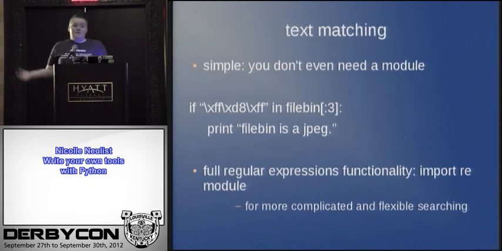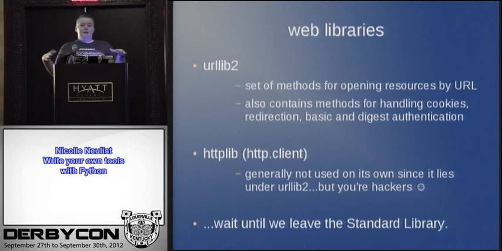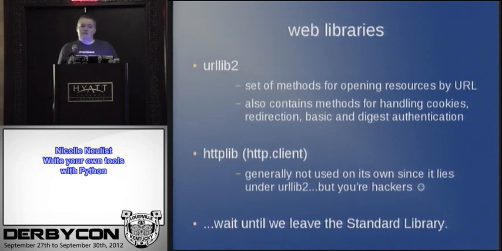If you need anything more sophisticated than that, like full-on regular expressions, you can import the RE module and get regular expression pattern matching. There are web libraries built in as well. It's nice because it puts some HTTP handling over the base socket module. You don't have to re-implement that yourself. URLlib2 is a set of methods for opening resources by URL. That's really nice if you kind of want to do a wget sort of thing, just a line in your script that pulls a file down.